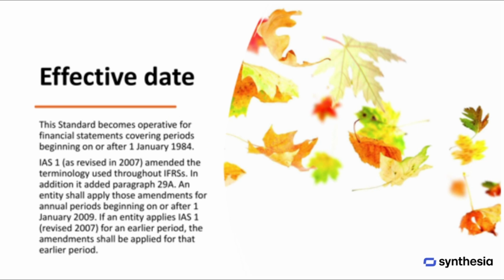This standard applies to financial statements for periods starting on or after January 1st, 1984. Later, IAS 1 was revised in 2007, updating the terminology used throughout IFRSs and adding a new paragraph, 29A. Entities must apply these IAS 1 amendments for annual periods starting on or after January 1st, 2009. If an entity applies the revised IAS 1 earlier than that, then the amendments should be applied for that earlier period as well.